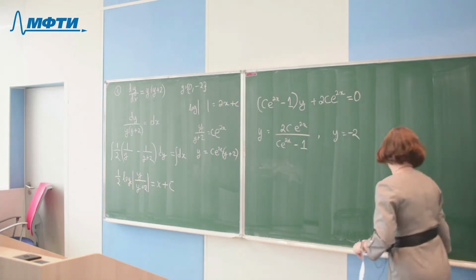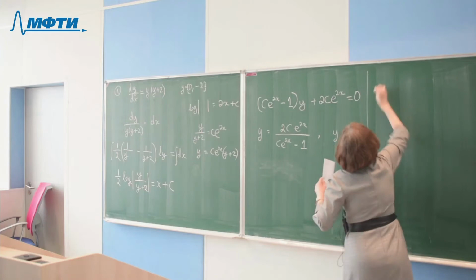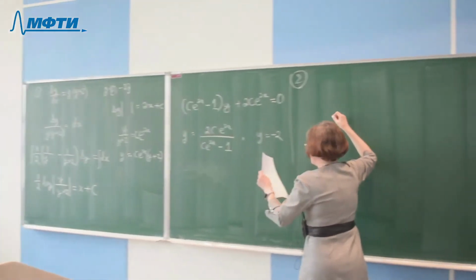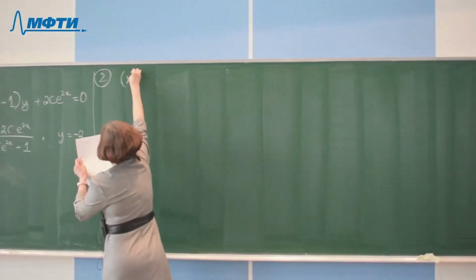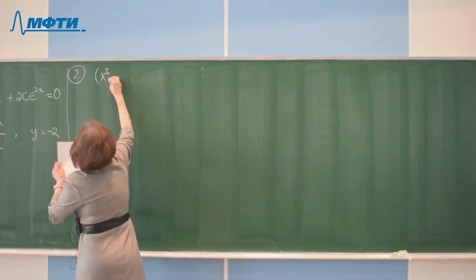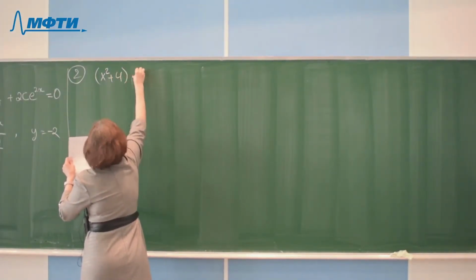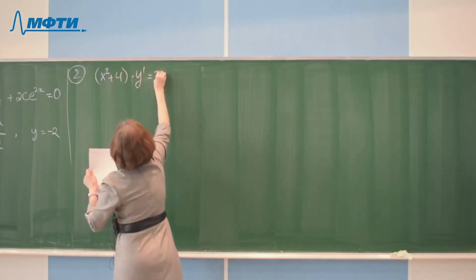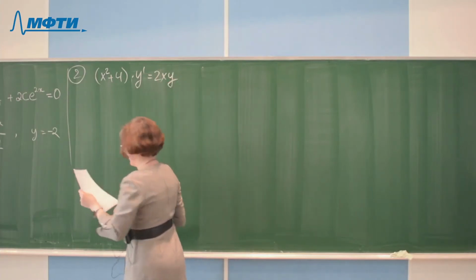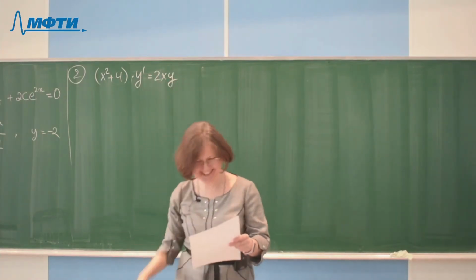So the next one will be, task number 2: (x squared plus 4) times y prime equals 2xy. Do you want to solve?